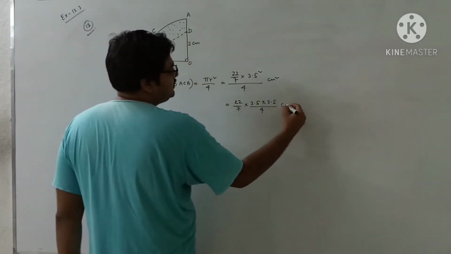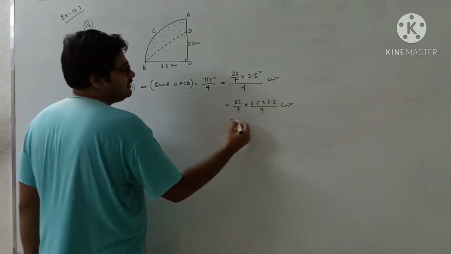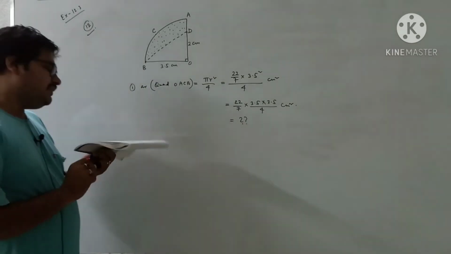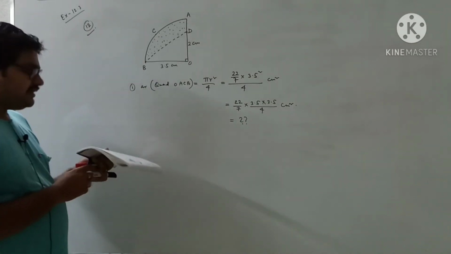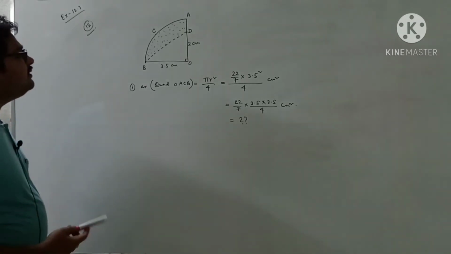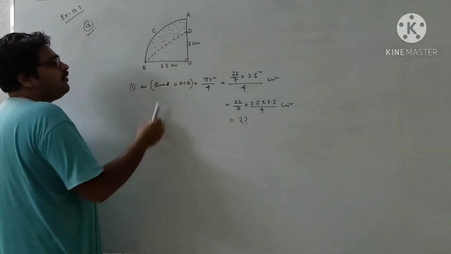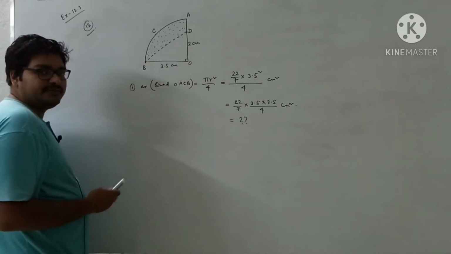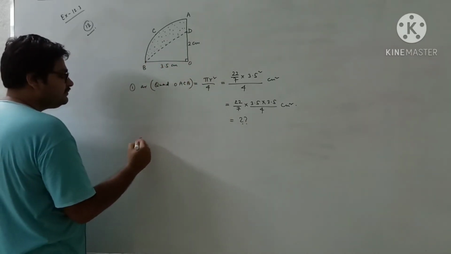I think the calculation you can do yourself to find out the answer. So this question you will do yourself. I'll move to the next part to find out the area of the shaded region. Look here, to find out the area of the shaded region, from this quadrant area, I have to subtract the area of this triangle. So what do you write?